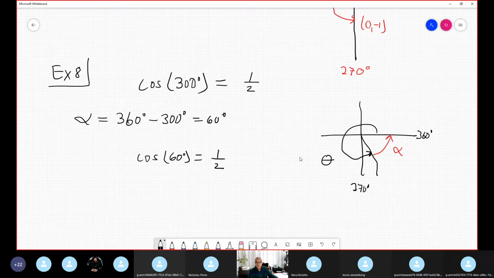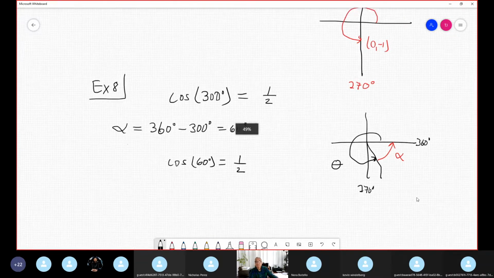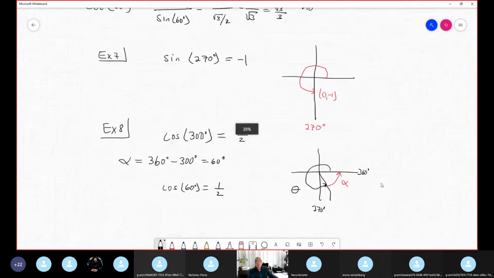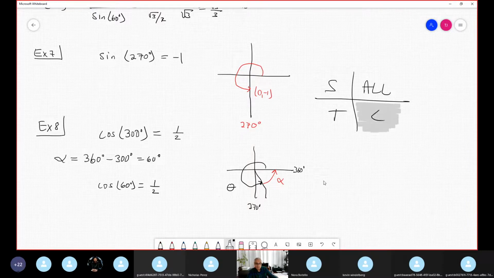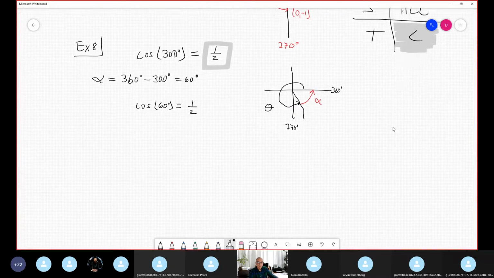Is it positive or is it negative? Positive. Excellent. Because all students take calculus, and we are talking about cosine. Cosine in the fourth quadrant is positive. So in this case, there is a perfect coincidence of value and sign. This is the answer: 1/2. Any question? It's easy when you get it.